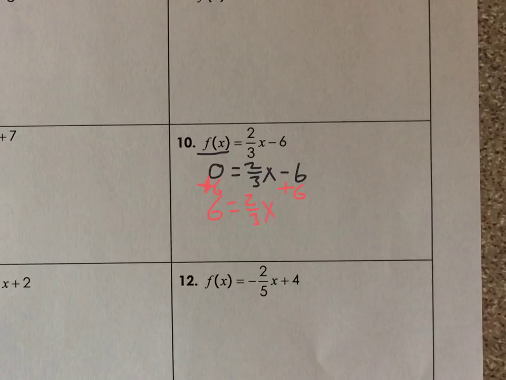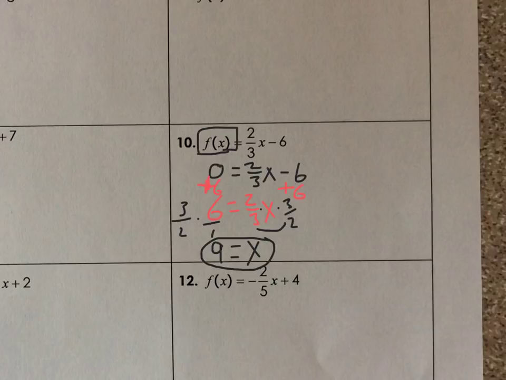The way to get rid of times 2/3 is to multiply both sides by 3/2. This side turns out to be 3 times 6, which is 18 over 2, and 18 divided by 2 is 9. On this side, the fractions cancel each other and leave 1x. So we're going to call that 9 equals x. That's how you solve it algebraically. All I did was change the f of x symbol for a 0 and solve for x.